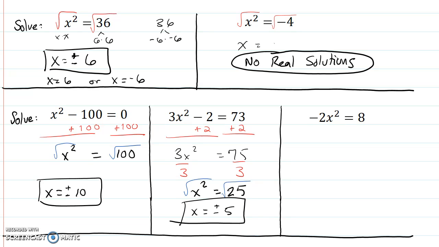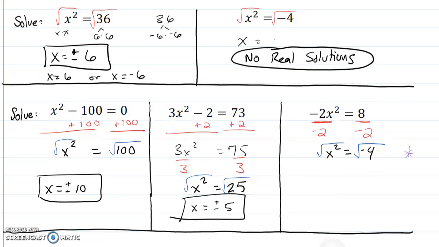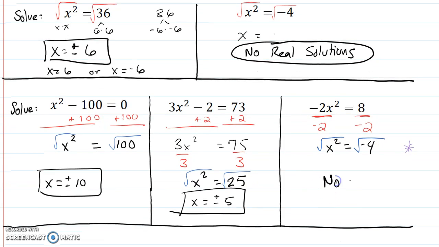And in the third example, I have to divide both sides by negative 2 to get my x squared by itself, which will allow me to square root both sides, but that's our key situation from above. I cannot take the square root of a negative number. I'm going to state that there are no real solutions.